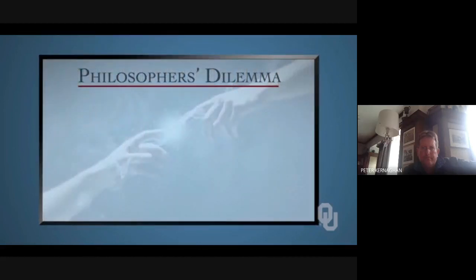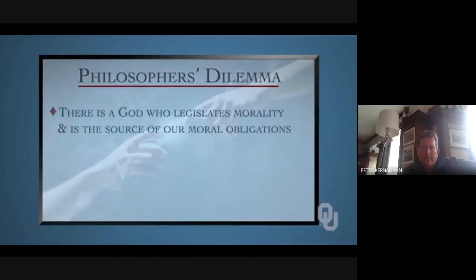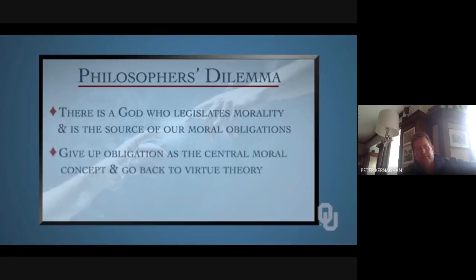Anscombe's point was that the vast majority of English moral philosophers faced a dilemma. Either return to the idea that there is a God who legislates morality and is the source of our moral obligations, or else give up obligation as the central moral concept and go back to a virtue theory.